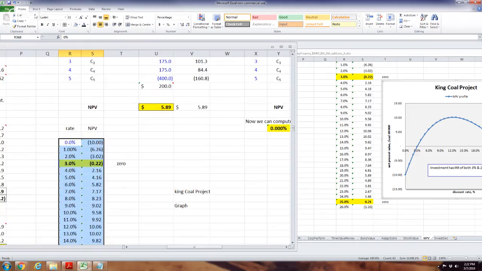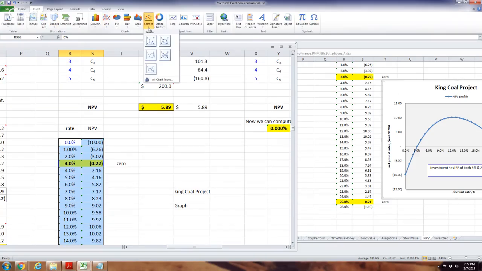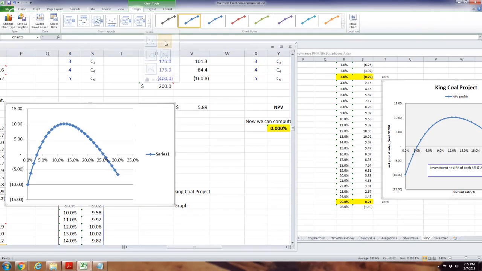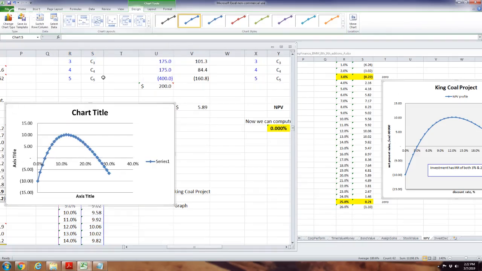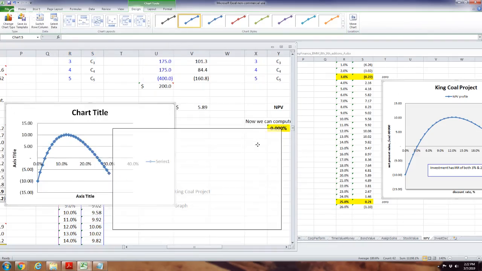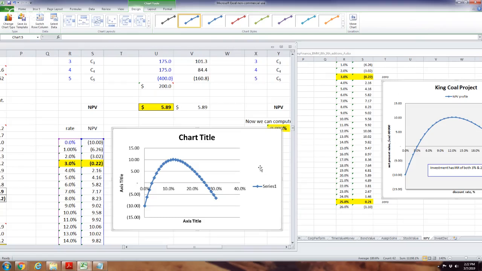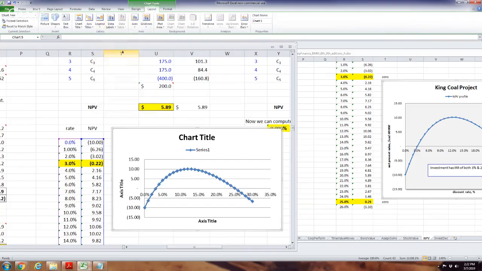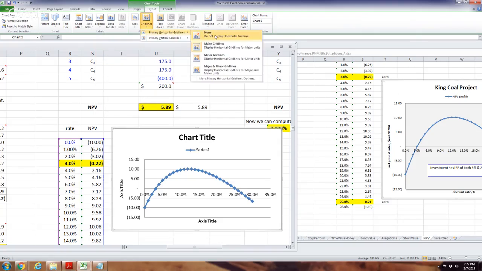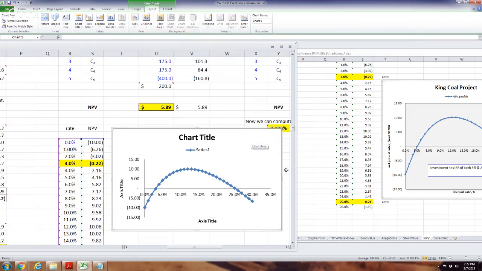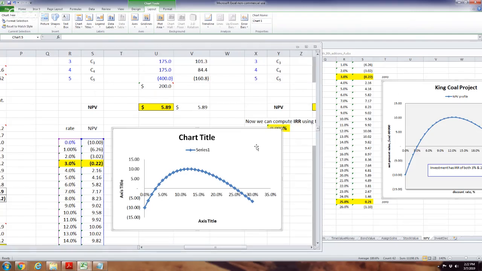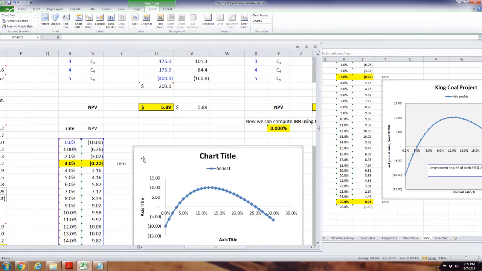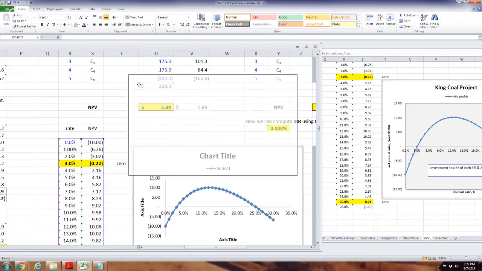So we're going to say insert, scatter. Let's do the smoother version of this. Yeah, chart layout, the first version of it. But there you go. Okay, we'll put the legend up top. I don't want grid lines, none of that. Okay, that's what this should look like. And now you do all your stuff with it.